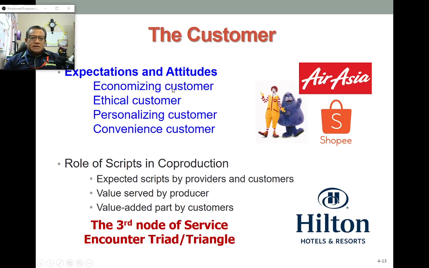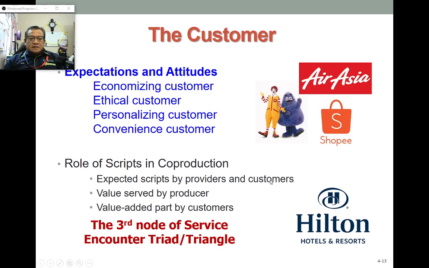Those are expectations and attitudes normally held by customers when rendering the service by any service provider. Normally the service provider has a very particular script in co-production. As a customer, you also normally have a normal script, or I would say the normal conversation that you engage in when you get the service. These expected scripts are normally remembered by the service provider and also by the customer himself or herself.